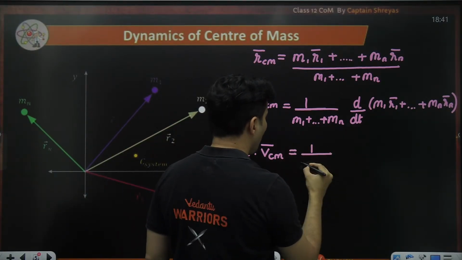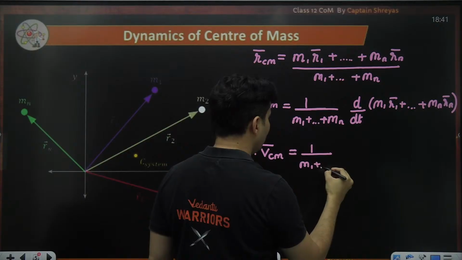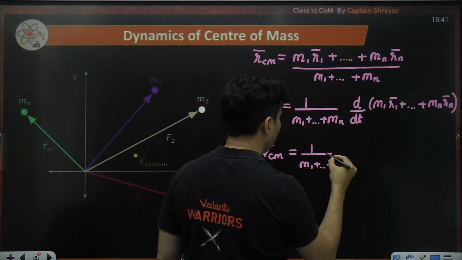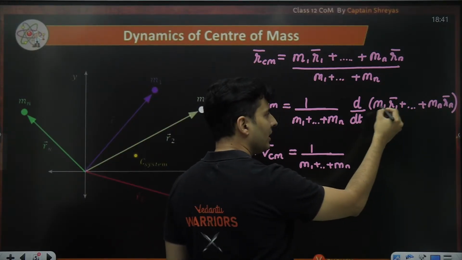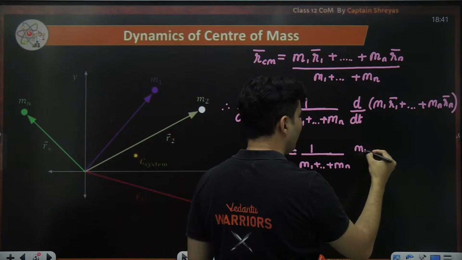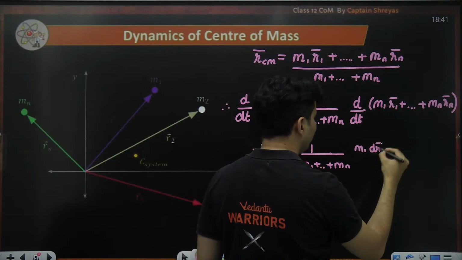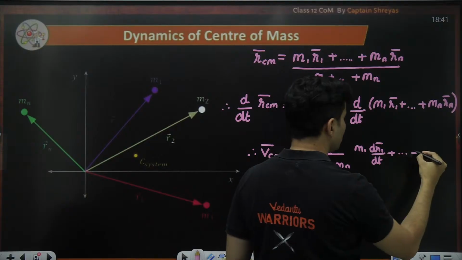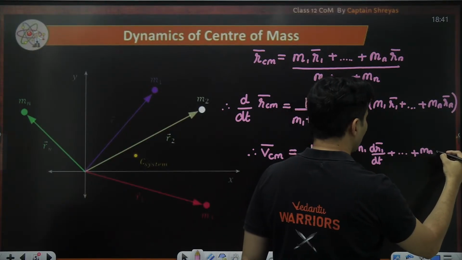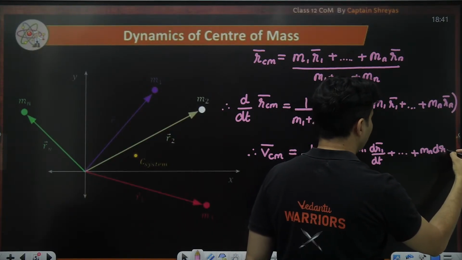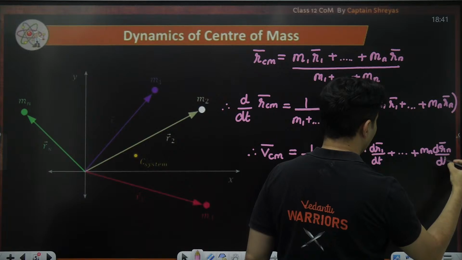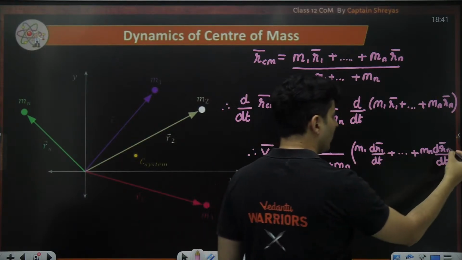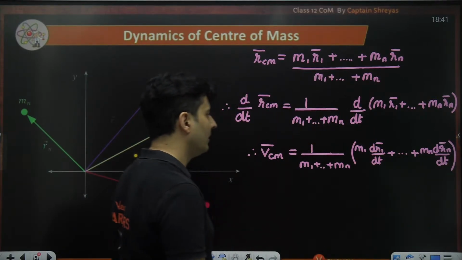This will become 1 by m1 plus m2 like that till mn, no doubt about it. Now here you just have to take m1 times the derivative of the first position vector plus m2 times the derivative of the second position vector, like that mn times the derivative of the nth position vector with respect to time. These masses being constant, they will just come outside the derivative.